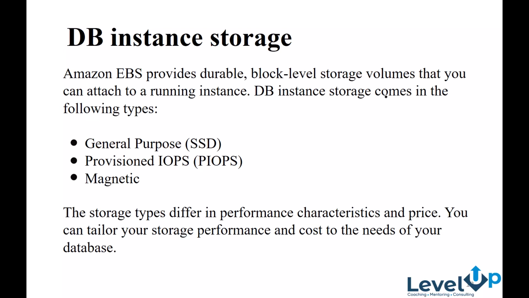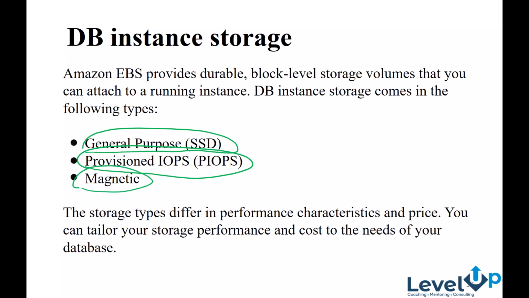And now, what about the storage? Obviously in a database, we store the data, right? What type of storage does the database support? There is something called Amazon EBS. It provides block level volumes that you can attach to a running instance. Now, a DB instance comes with three different types of storage. One is called general purpose, in which the data is stored in SSDs. The second one is called provisioned IOPS. The third one is magnetic.